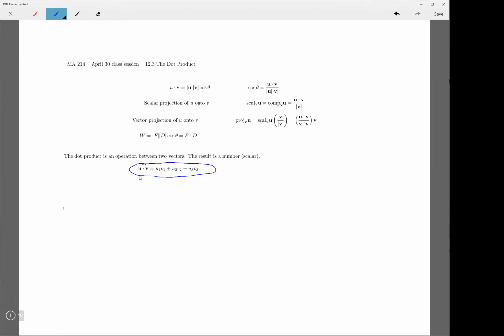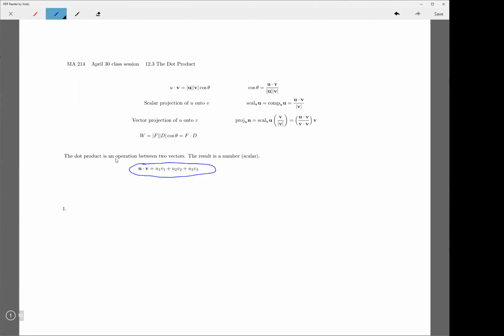There's also something else called the cross product, which we'll talk about later. That's another operation between two vectors, and that one gives you another vector. But this one gives you a number, a scalar, okay? And so you can't take the dot product of a vector and a scalar, and you can't take the dot product of two scalars either, unless you consider them as vectors.